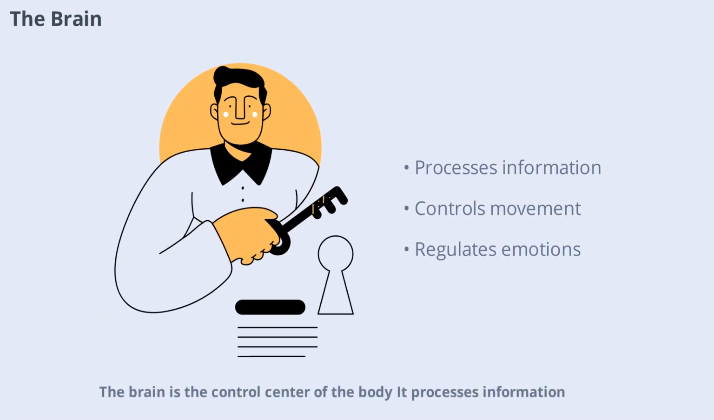The brain is the control center of the body. It processes information, controls movements, and regulates emotions and thoughts. The brain communicates with the rest of the body through the spinal cord and nerves, ensuring that we can think, feel, and respond to our environment.